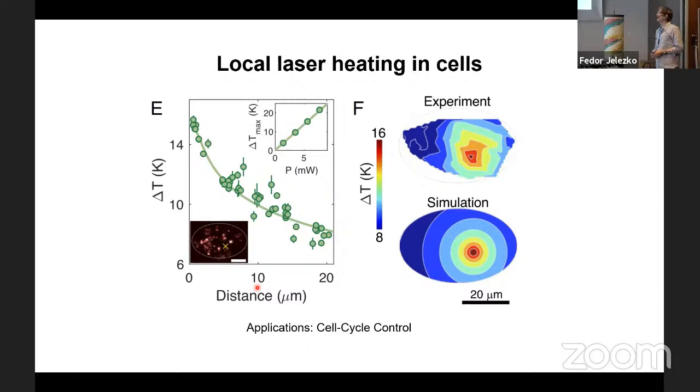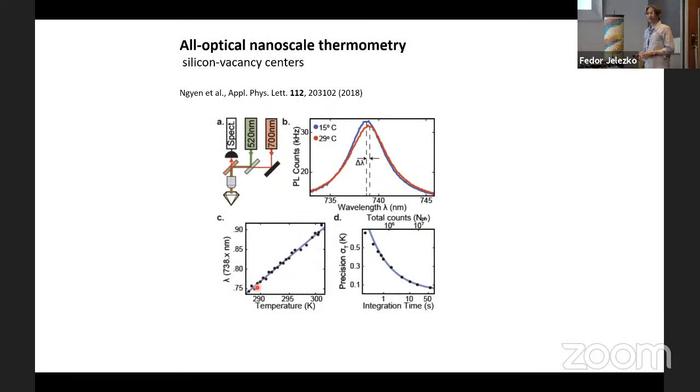But I need to say that for this experiment you need to send microwaves, you need to send lasers, ideally even in a pulsed way to measure more precisely. And it's still pretty complex. So it's not done in a standard biological microscope.